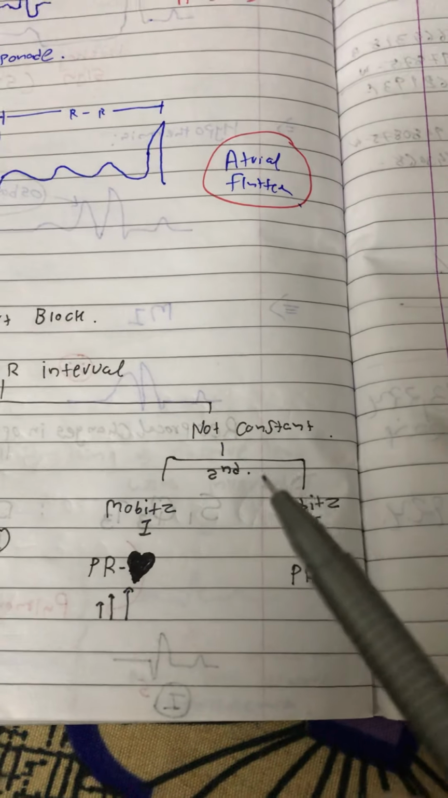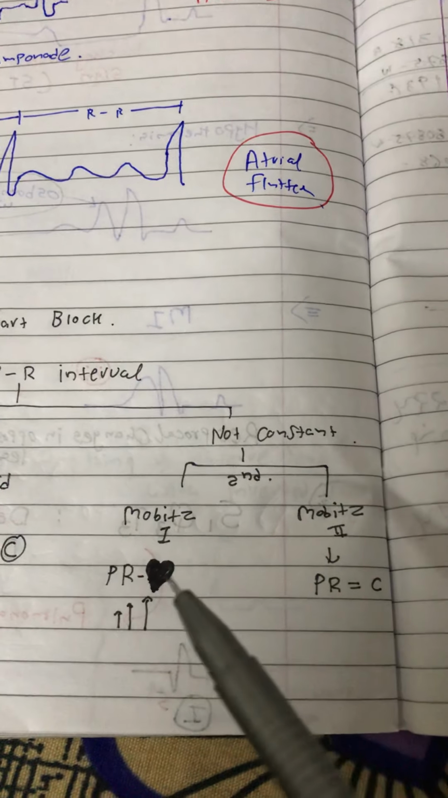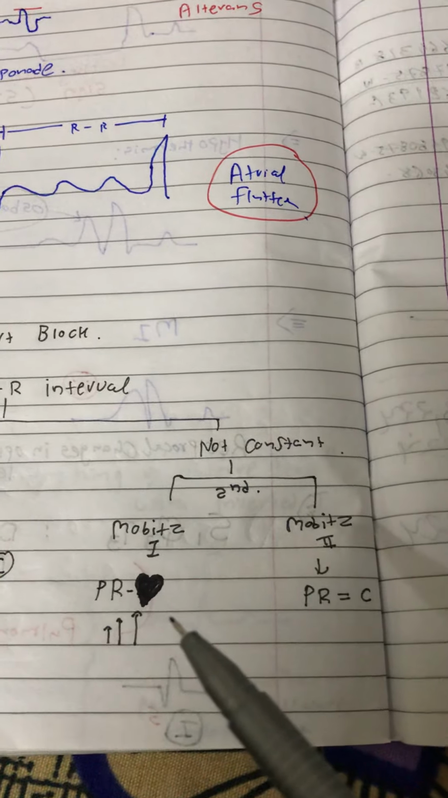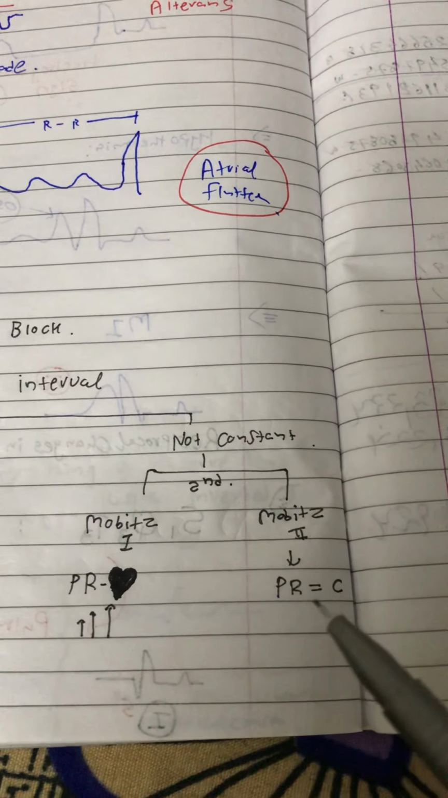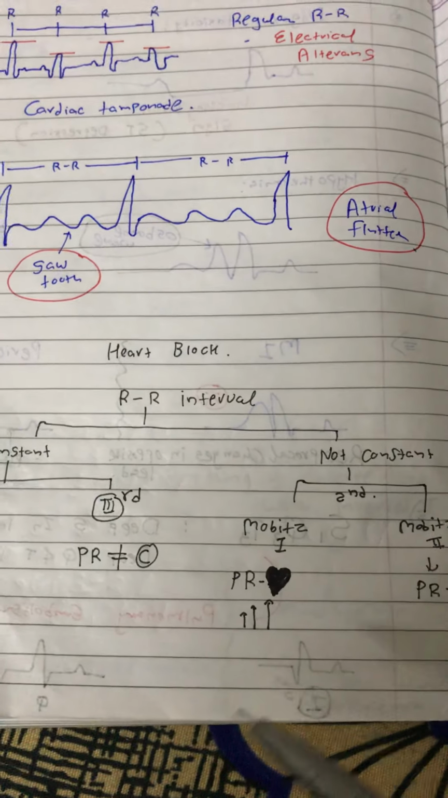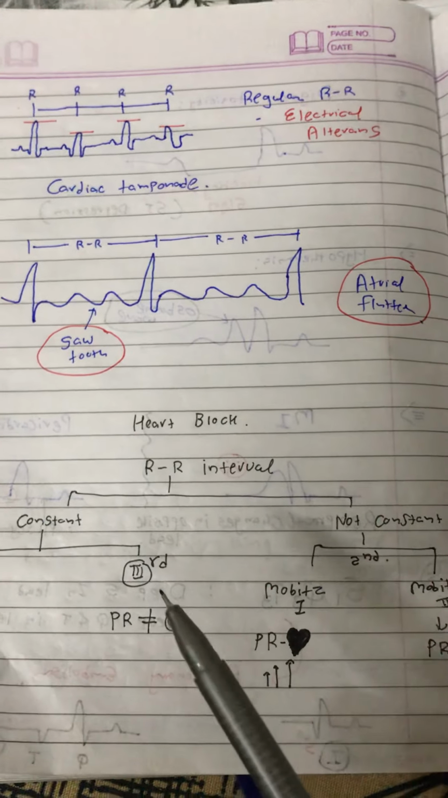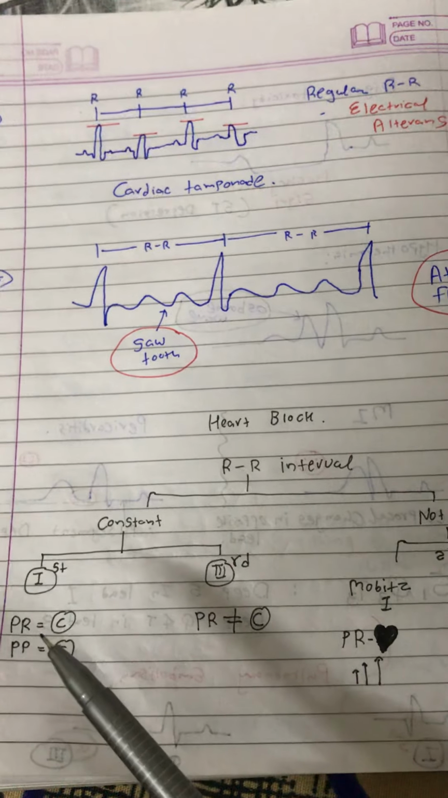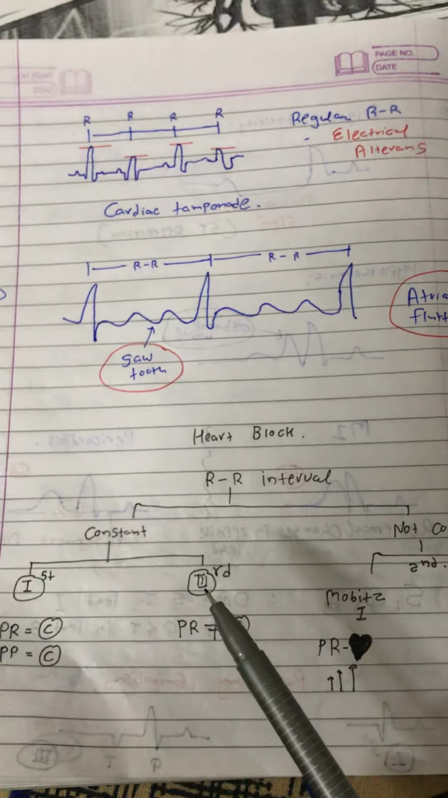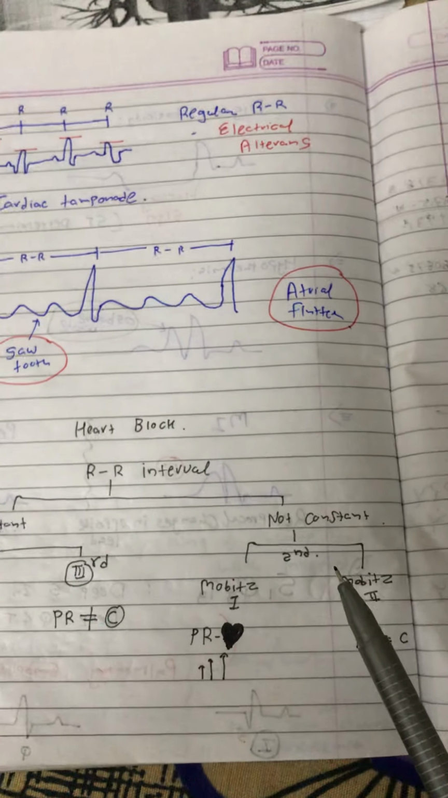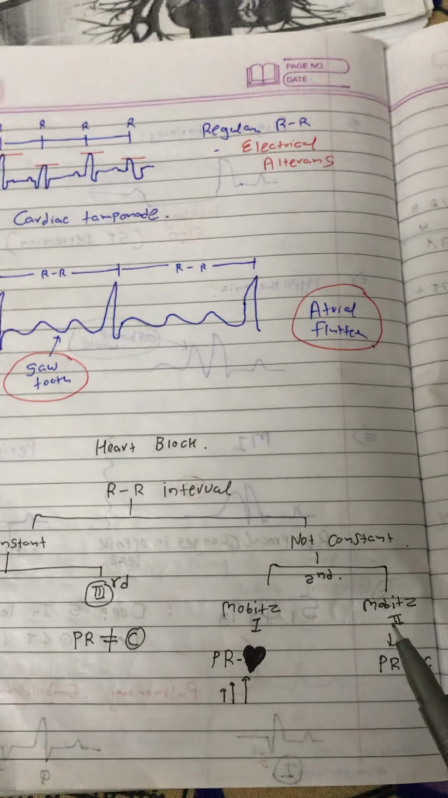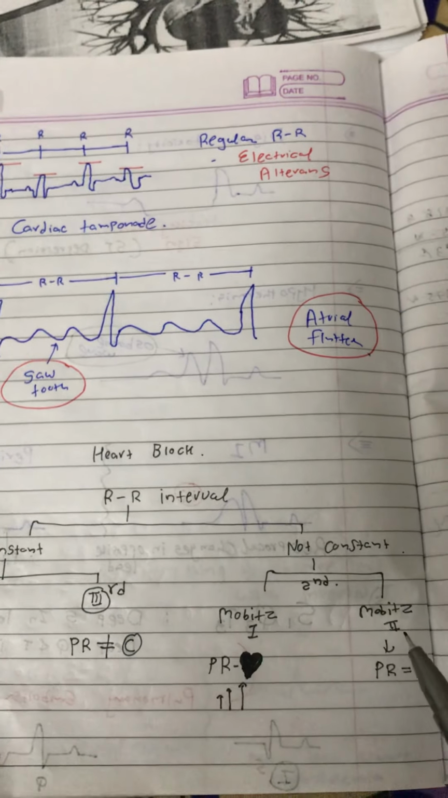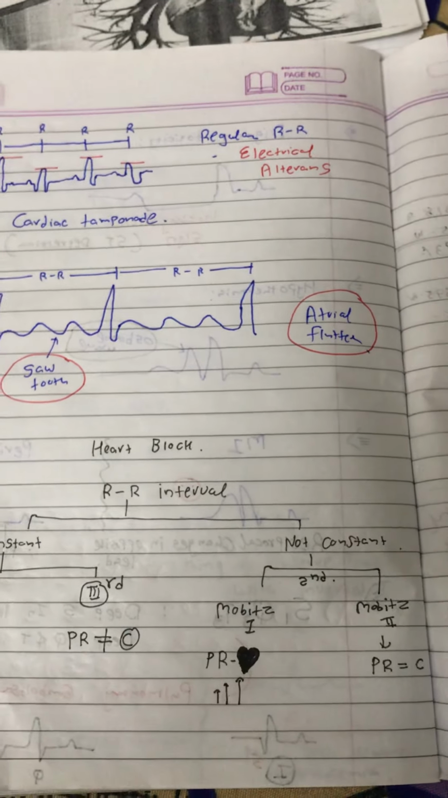While in second degree heart block there are two types, Mobitz 1 and Mobitz 2. In Mobitz 1 the PR interval gradually increases in size, while in Mobitz 2 the PR interval is constant. So by that way, if the RR interval is constant, it is type 1 or 3. In 1 the PR is also constant, while in type 3 the PR is not constant. If RR is not constant, then Mobitz 1 or 2. In Mobitz 1 the PR interval gradually increases in size, while in Mobitz 2 the PR interval is constant.